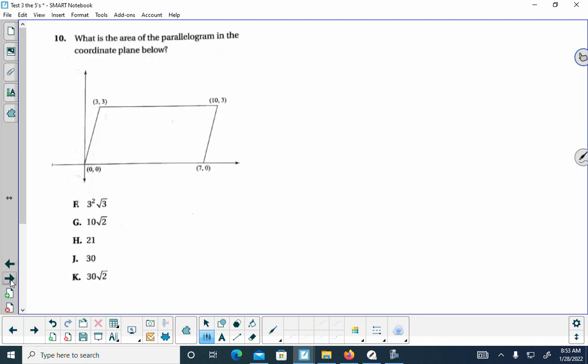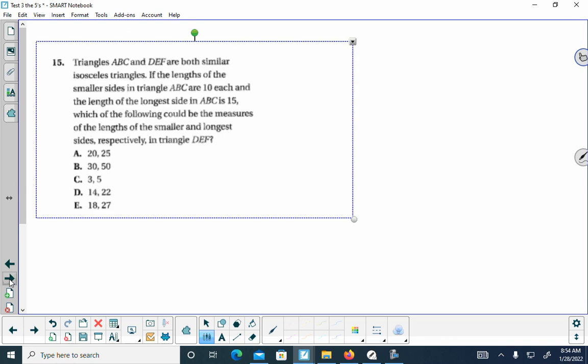The next one, what is the area of the parallelogram in the coordinate plane? So I know that this is 7, and this is 3. Well, the height is 3. So I'm just going to do 7 times 3 and get 21. Don't make it harder than it has to be.